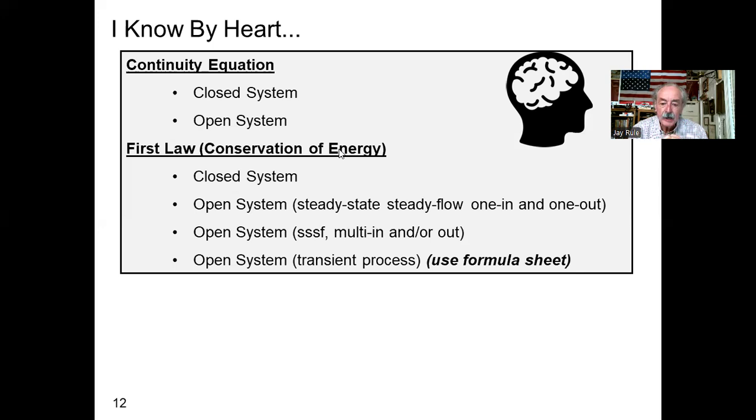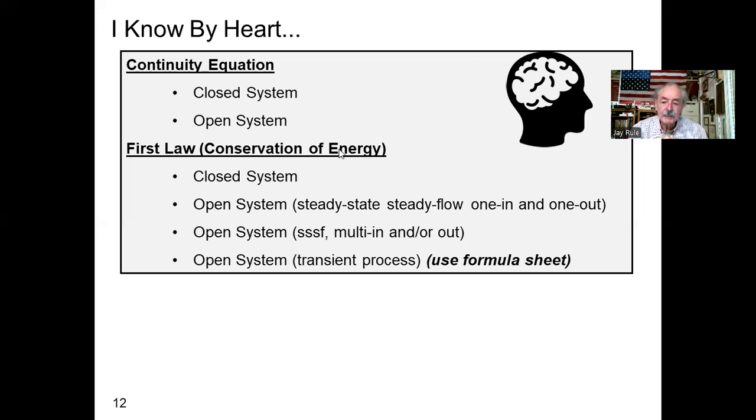Could you write down the first law for an open system, steady state, steady flow, with one inlet and one outlet? Let's say you have a pump or a compressor or a turbine or a throttling valve or a nozzle. All those will be steady state, steady flow, one inlet, one outlet. Can you write down the first law for that type of problem?